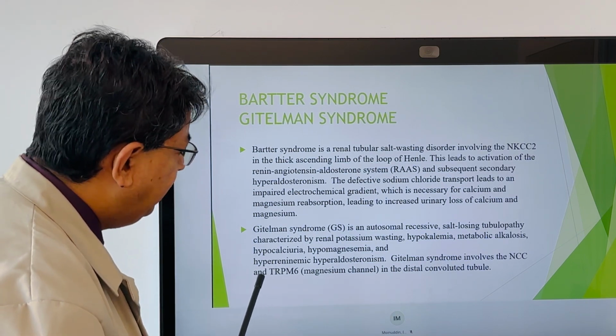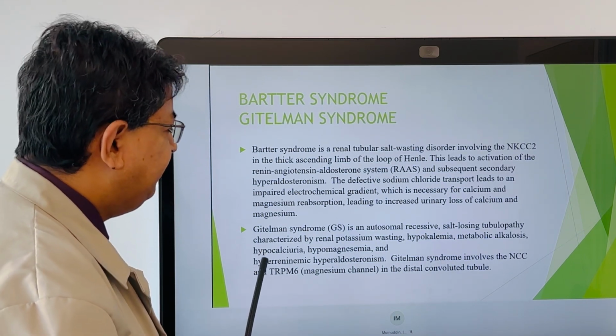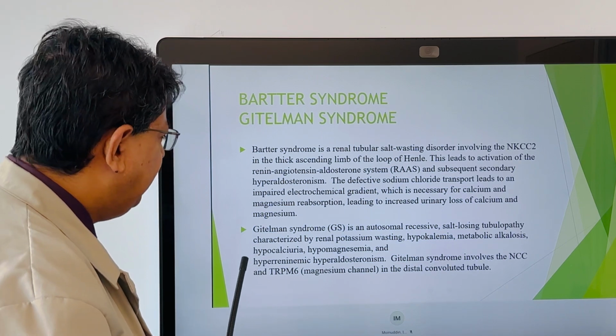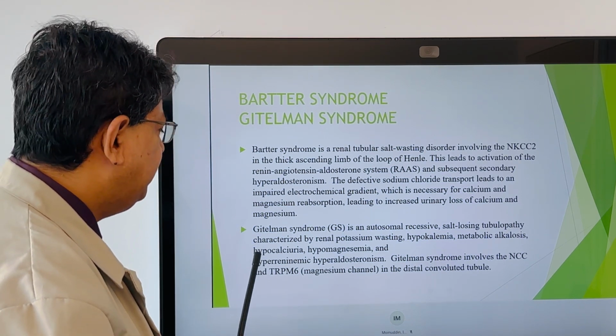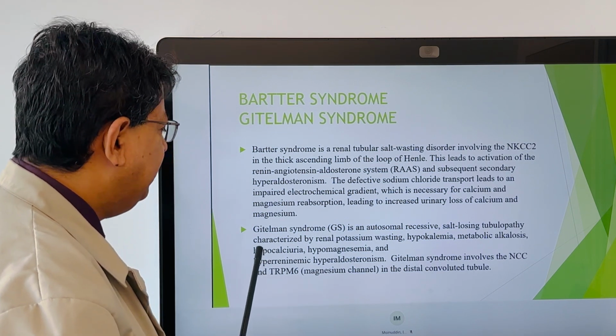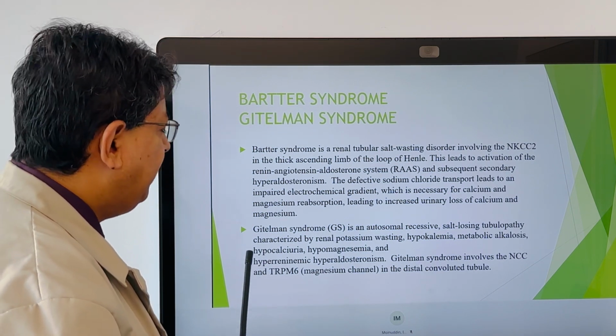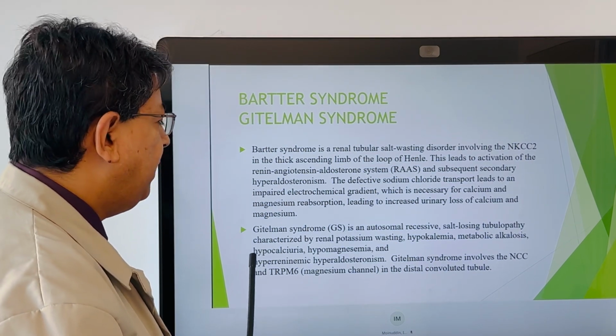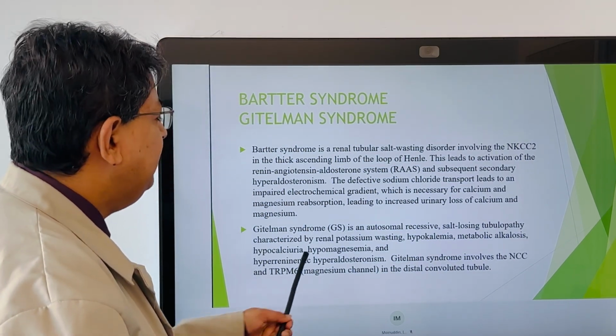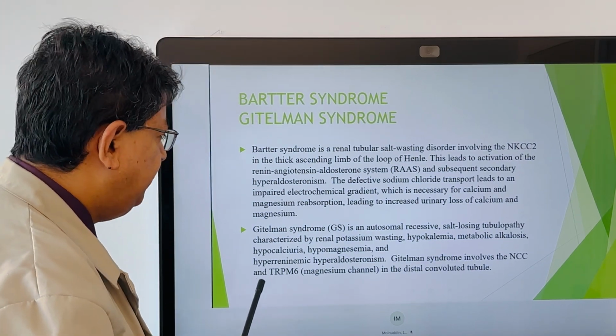Gitelman's syndrome is an autosomal recessive salt-losing tubulopathy characterized by renal potassium wasting, hypokalemia, metabolic alkalosis, hypocalciuria, hypomagnesemia, and hypereninemic hyperaldosteronism. Gitelman's syndrome involves the sodium chloride cotransporter and a magnesium channel in the distal convoluted tubule.